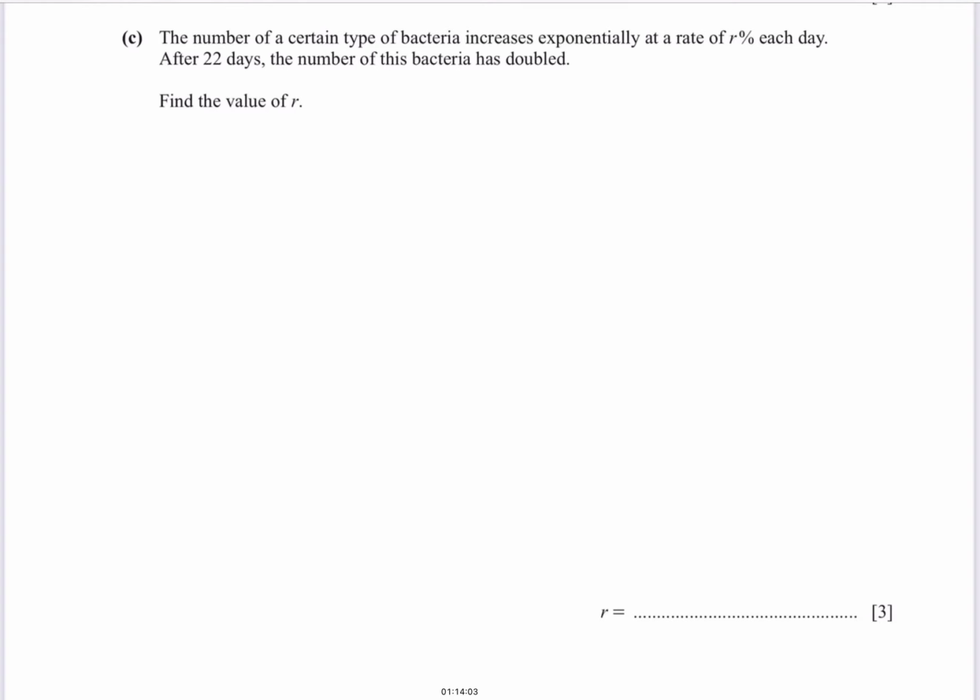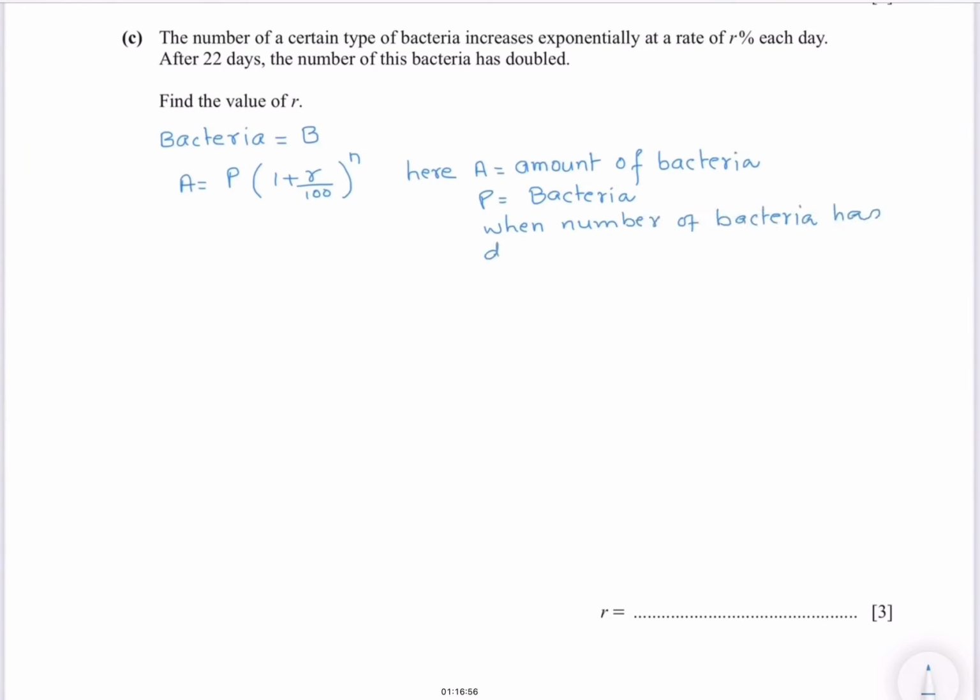The number of a certain type of bacteria increases exponentially at a rate of R% each day. After 22 days, the number of this bacteria has doubled. Find the value of R. So here we can also use the compound interest formula with different names, like bacteria is B. A is equal to P(1 plus R over 100) to the power n. Here A equals the amount of the bacteria and P equals the original bacteria. So when the number of bacteria has doubled, A is equal to 2P. So you write 2P for A, P for P, (1 plus R over 100) to the power 22.